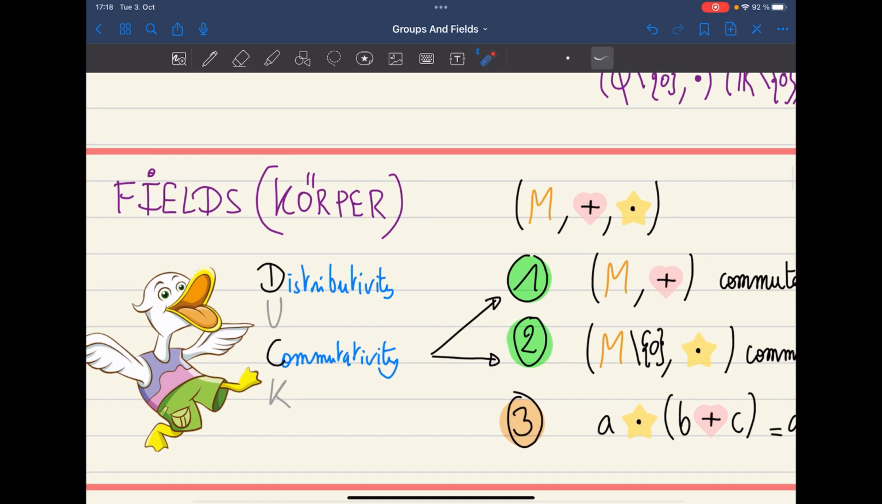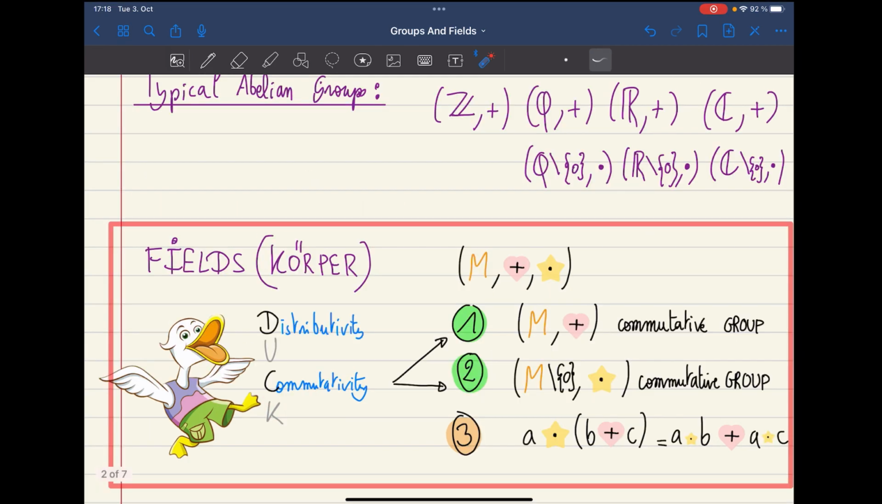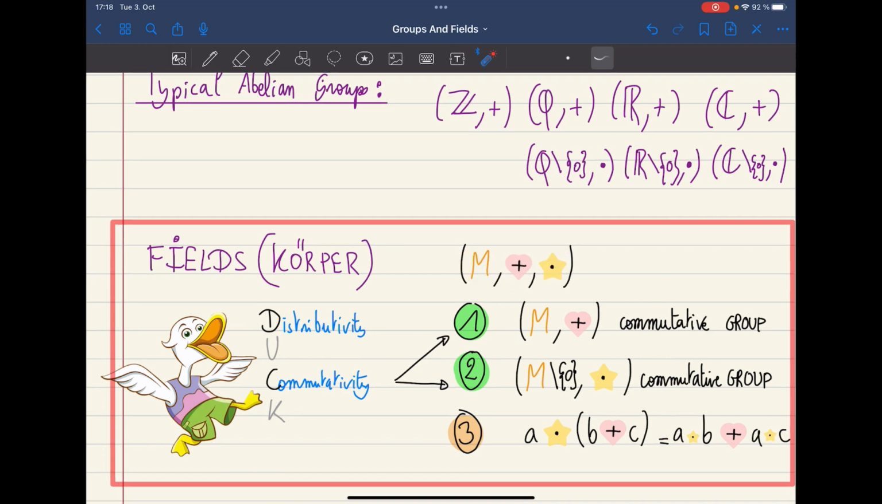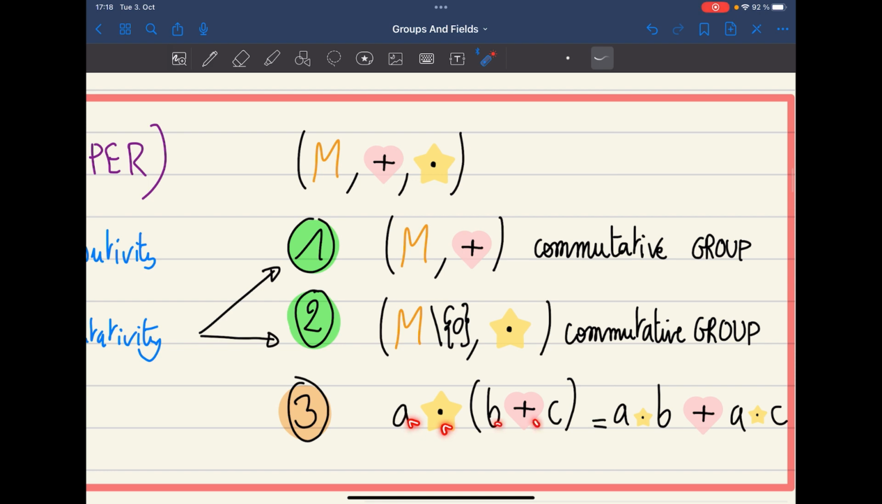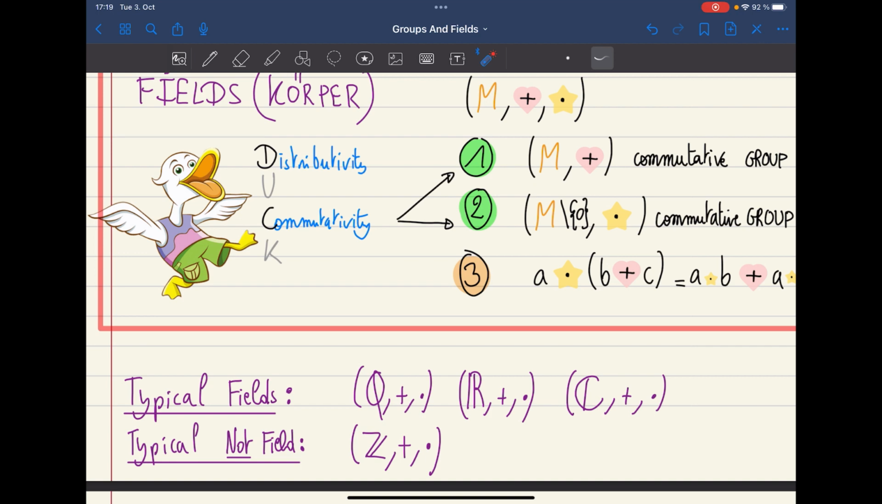Let's go to fields. A cool way to remember fields is to remember duck. In German, we can use K for commutativity. For a field, we need a set and two operations, the plus and the times. It should satisfy three properties. M and the plus should be a commutative group. M without 0 and the times should be a commutative group. And the distributivity that we saw in logic, the first video, A times B plus C is the same as A times B plus A times C. Typical fields include the rationals, the reals, and the complex field. This is not a field.